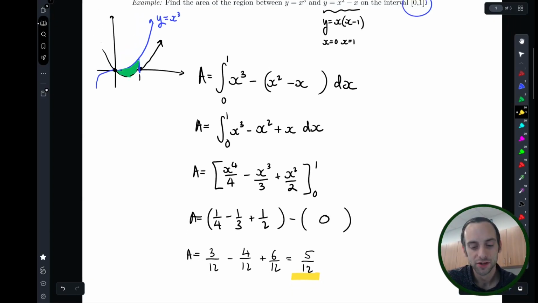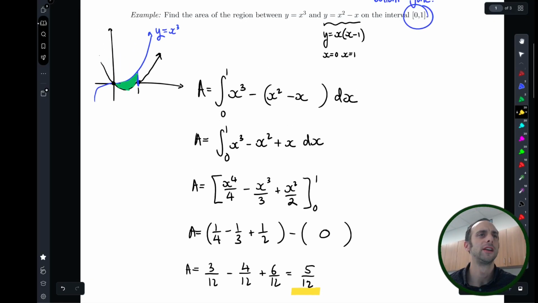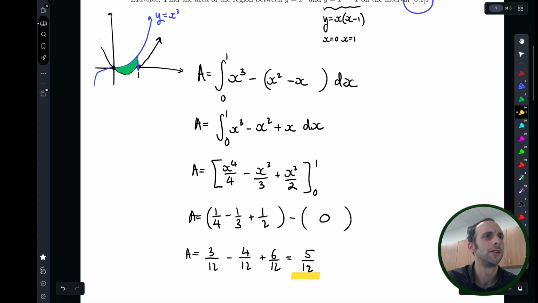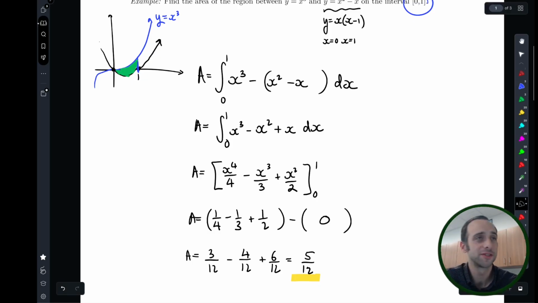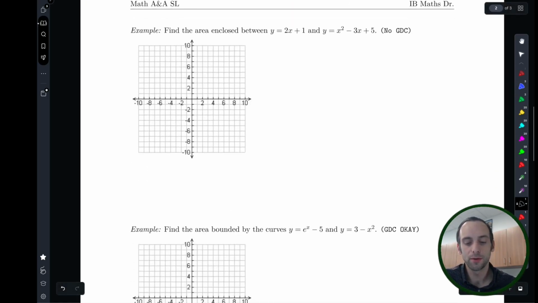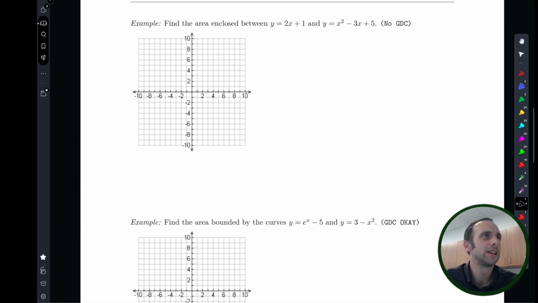So hopefully it's really just one more step than the previous stuff we've been doing in the other videos. It's just that extra step of subtracting these two functions to get us going rather than just integrating one function. So we'll do a little more here, no calculator, and then we'll bring in the calculator.